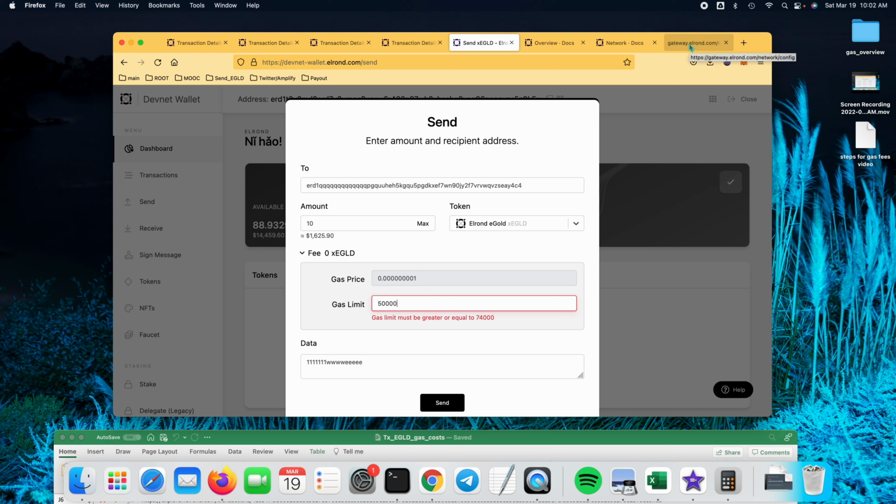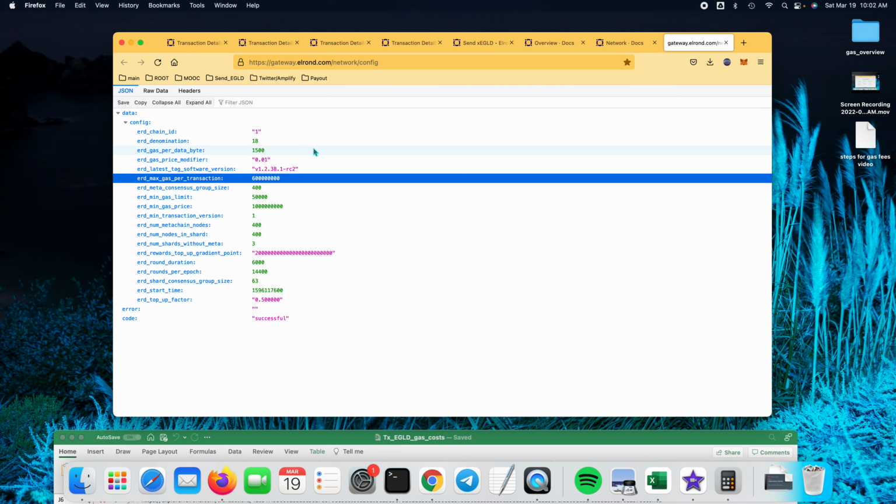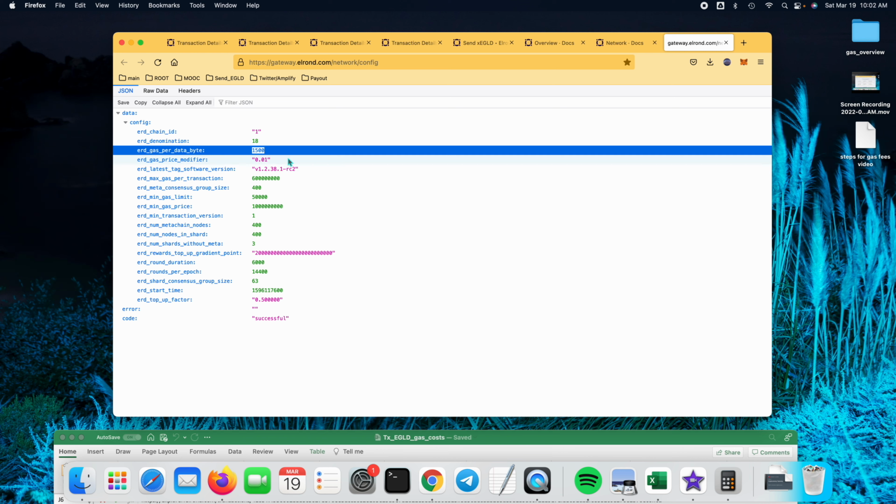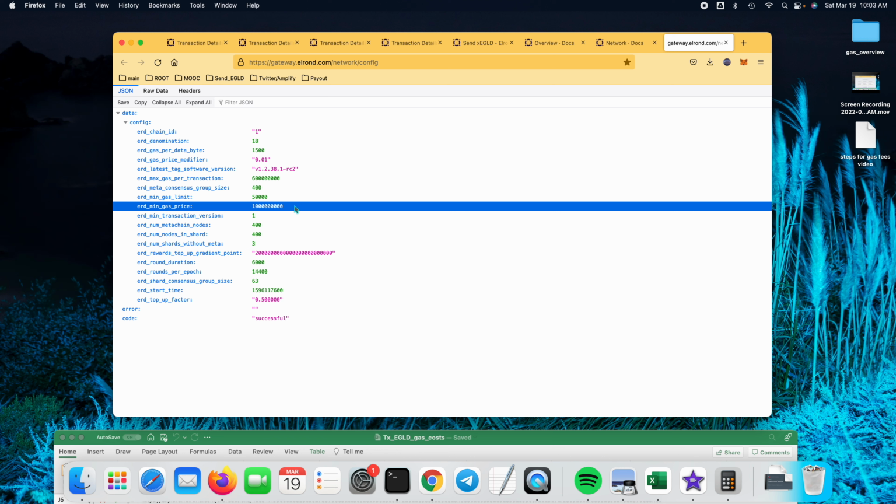So over on your network configuration data, you have ERD gas per byte. So for each byte that you're sending along, you have 1500 gas units. Now remember not to get your gas units confused with actual EGLD costs. So we'll see it in the docs, but this is the next thing that we're going to look at. And so the gas price, the minimum gas price. So this is the number you multiply your gas units by. And we'll get to that in 1 second.